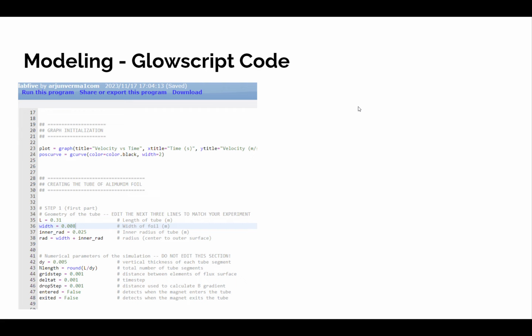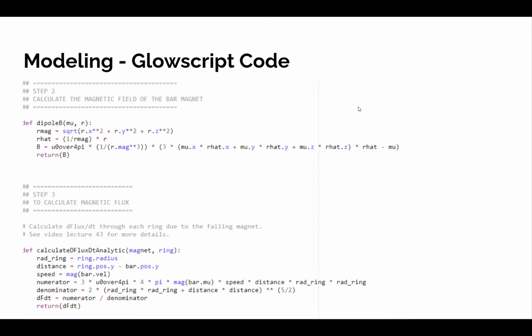Now going into the modeling of the experiment in real life. On the left over here, you can see I input all of the parameters that I described earlier, like the length of the tube, the width, the inner radius, and the radius, as well as everything else. So this is the initialization of everything. And then after that, these are the formulas for calculating the actual magnetic field and the magnetic flux to determine force and EMF and everything else that would be relevant. So these are my two main defined functions to do that. It just follows the same formula as was given to calculate these things, except in our specific situation.